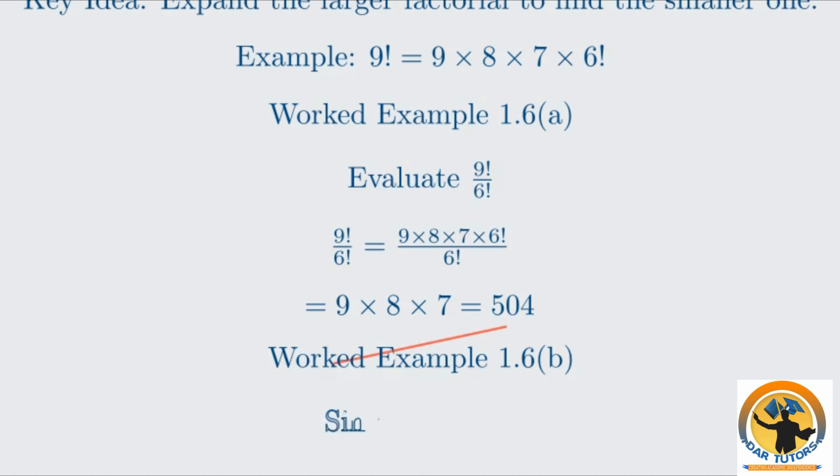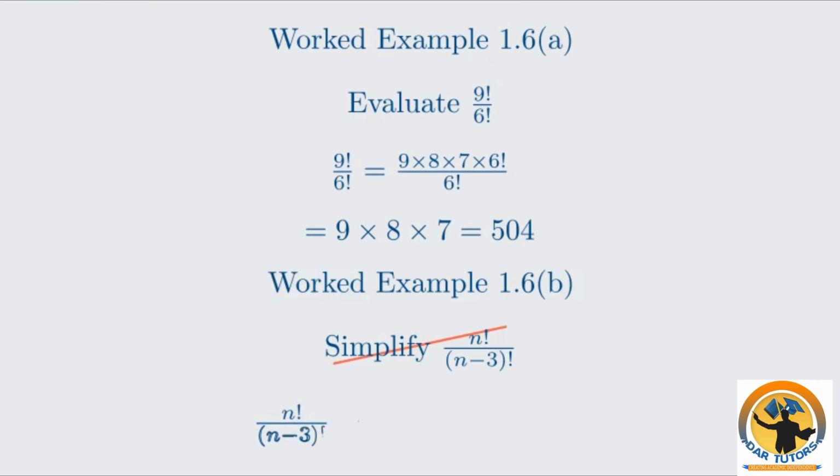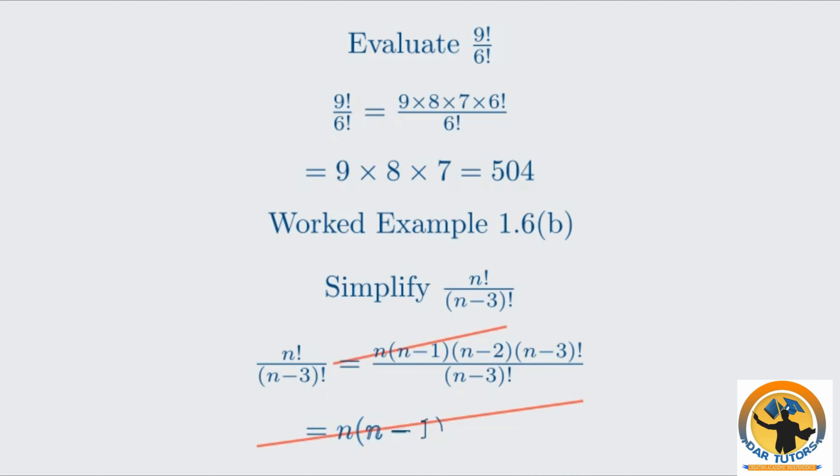Next, let's simplify n factorial divided by (n minus 3) factorial. We expand n factorial: n times (n minus 1) times (n minus 2) times (n minus 3) factorial. The (n minus 3) factorials cancel, leaving us with n times (n minus 1) times (n minus 2).